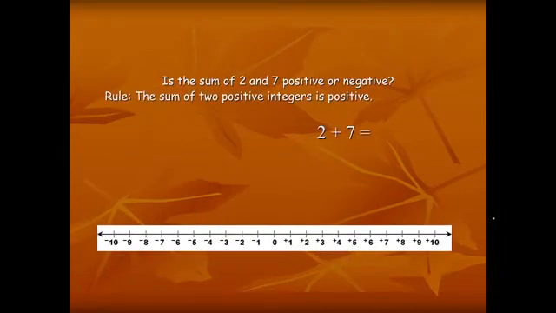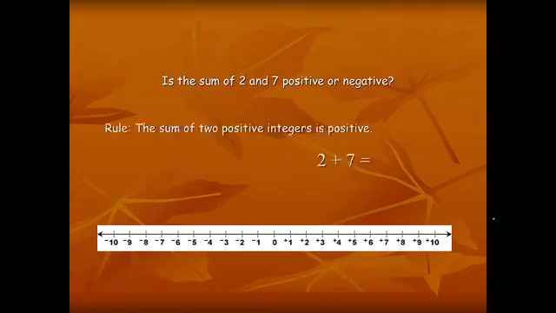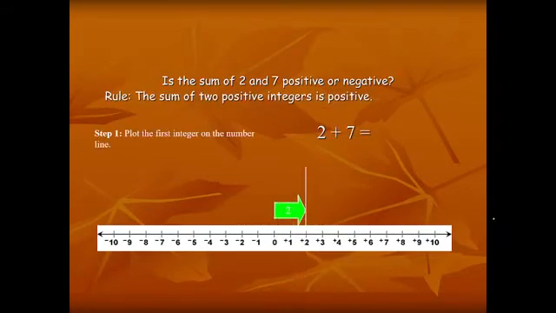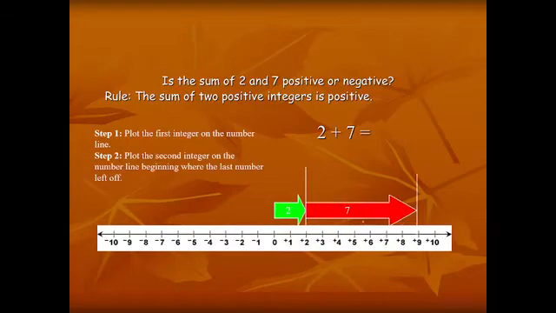Is the sum of 2 and 7 positive or negative? So take note, the sum of two positive integers is positive all the time. So you have it there. Let's prove that. I'm going to begin with positive 2. So that's positive 2. Next is 7. Why 7, sir? 1, 2, 3, 4, 5, 6, 7. Okay? So that's why I ended up with positive 9. That's why our answer is positive 9.